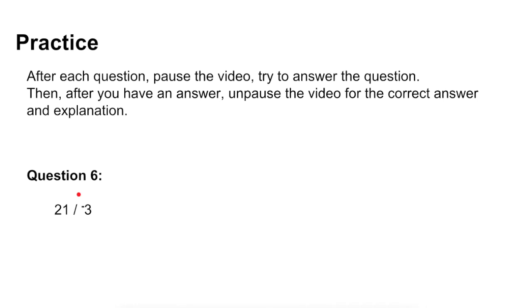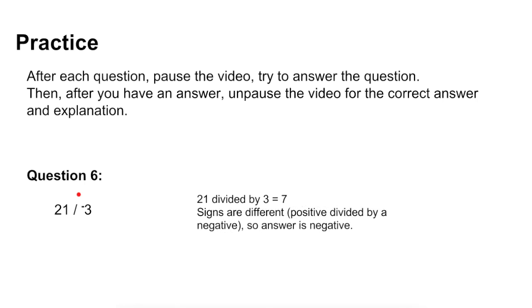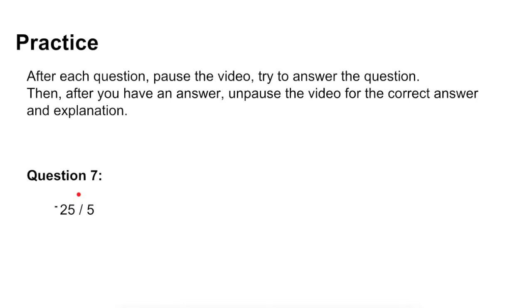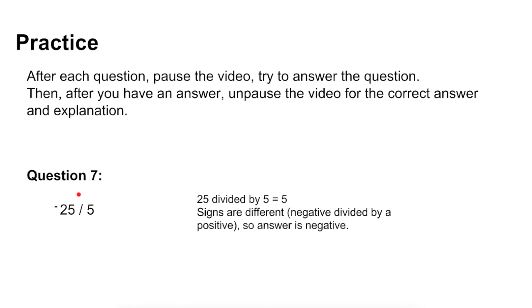Here's the next question. 21 divided by negative 3. Pause the video. 21 divided by 3 is 7. The signs are different, positive divided by a negative, so the answer is negative. Our answer is negative 7. Next question, negative 25 divided by 5. Pause the video. 25 divided by 5 is 5. The signs are different, negative divided by a positive, so the answer is negative. Our answer is negative 5.